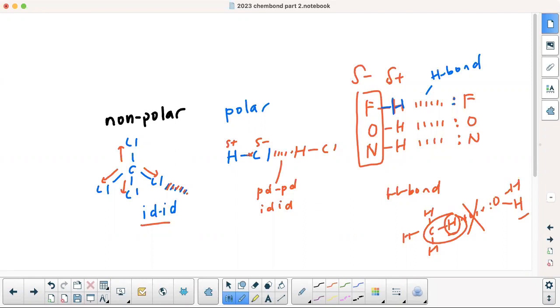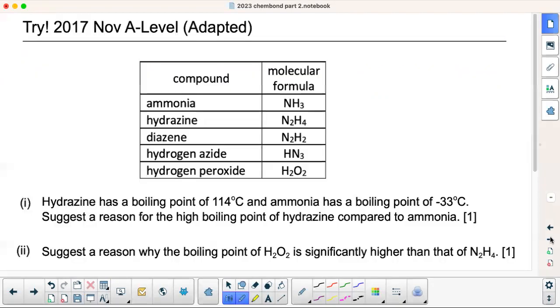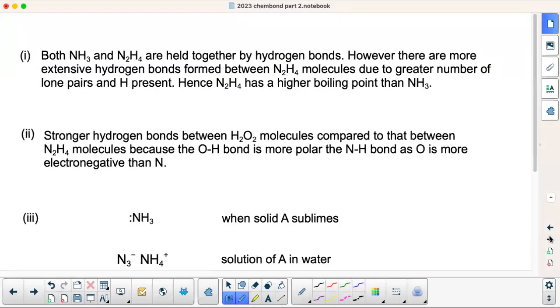Try it, just give it two minutes. Do the whole page and then move on to the next slide. You've got a few slides to try. At least two slides first.